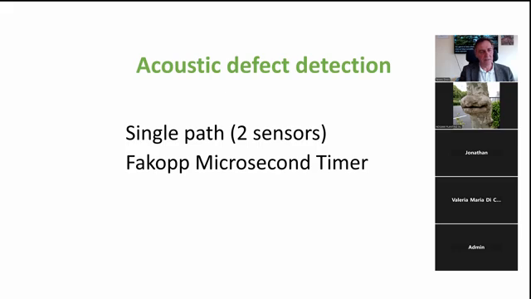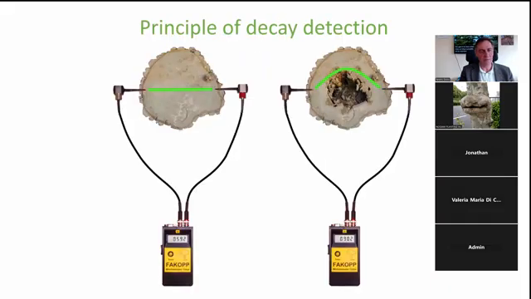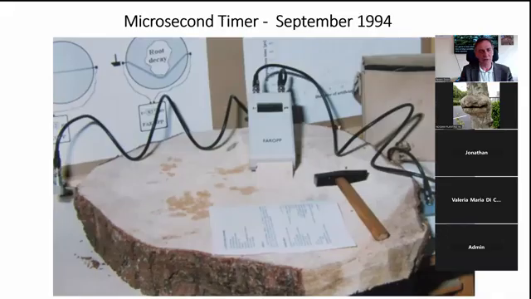And let's see how we started almost 32 years ago with the single pass acoustic technique. We call the instrument a microsecond timer. It measures the transit time between two sensors. Whenever there is a feature in between the two sensors, like a hollow or decay, the transit time remarkably increases. In this slide, you see a green line where the sound is propagating. Of course, sound does not propagate in a straight line, but rather three-dimensionally.